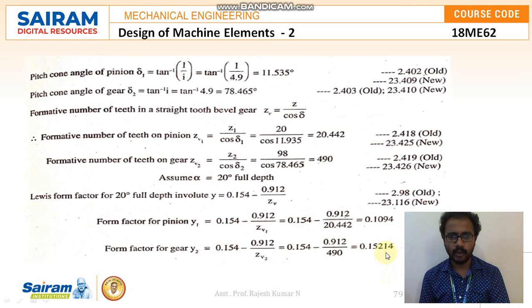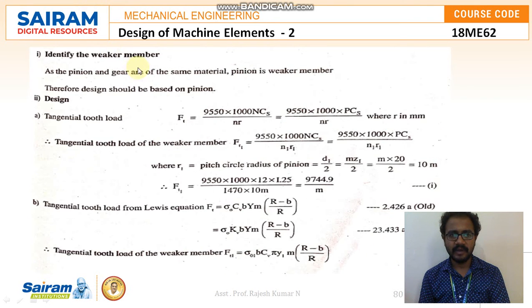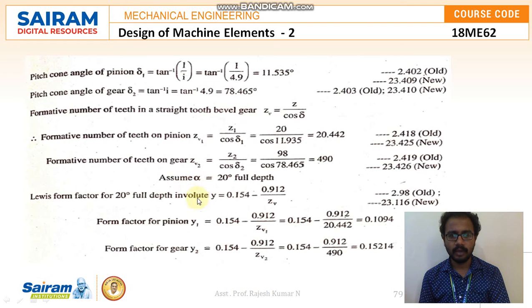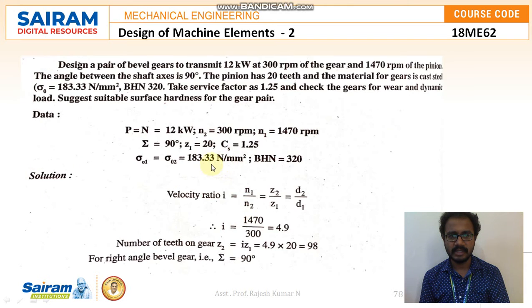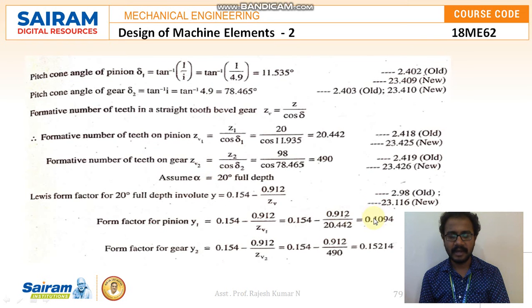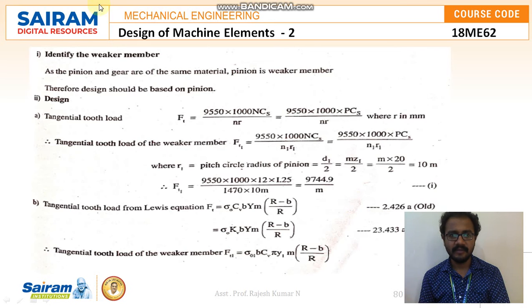gear it is 0.15214. So we need to identify the weaker member, that is the product of the Lewis form factor and the allowable stress value. The allowable stress is given as 183.33, so 183.33 into 0.1094 and 183.33 into 0.15214. Among these, the least value will be considered the weaker member. Since the pinion and gear are of the same material, the pinion is the weaker member. This is a very important point: if both the pinion and gear are made of the same material, we need to assume the pinion is the weaker member, so the design process should be based on the pinion.